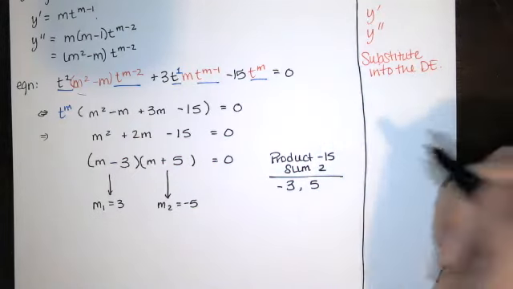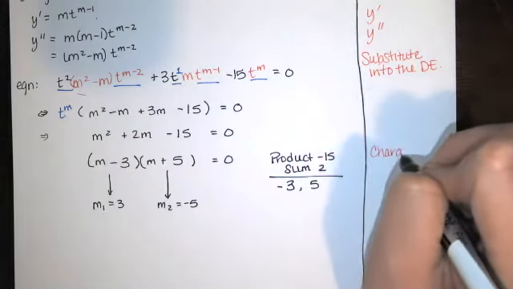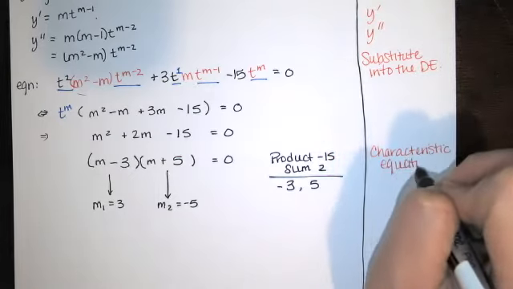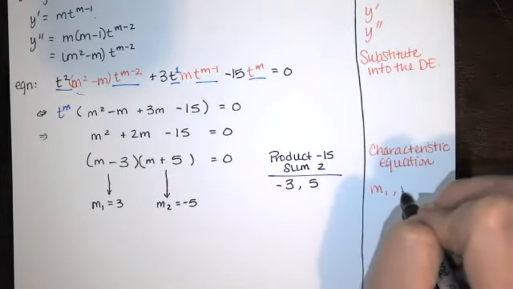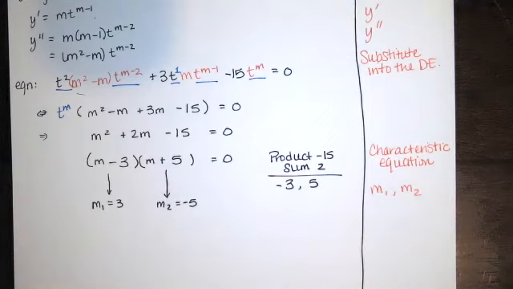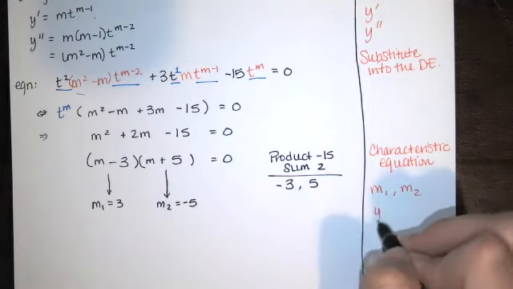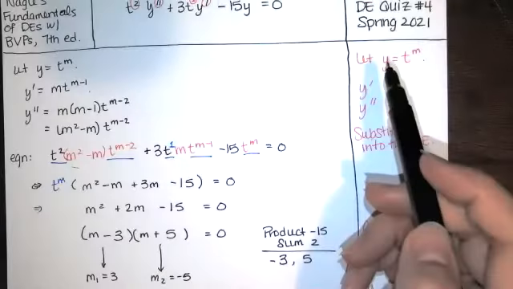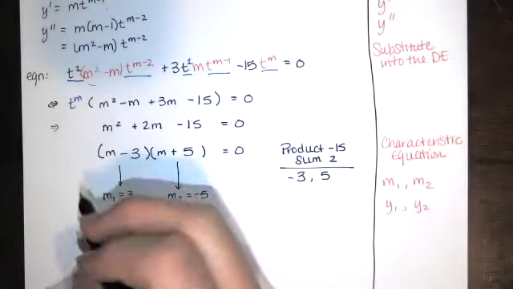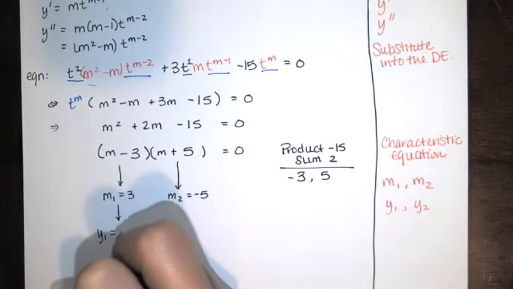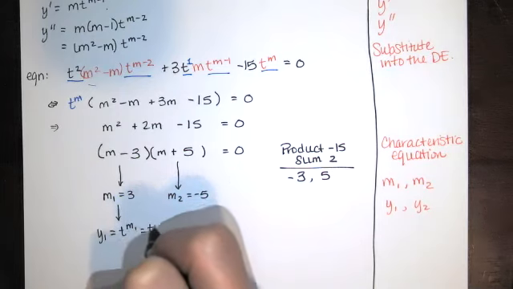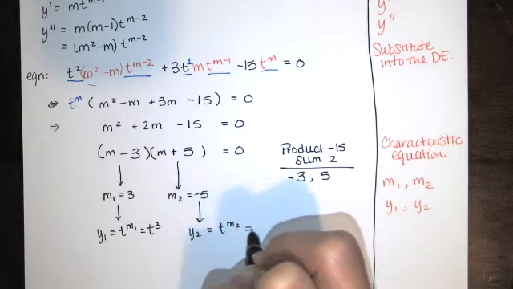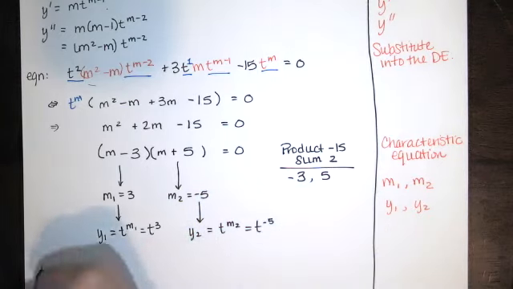So we substitute into the differential equation. We simplify. That gives us the characteristic equation. We want to factor that and solve for m. And then once we have m1 and m2, that's enough to give us y1 and y2. Now, a lot of students want to substitute into e to the mx here, but don't do that. It's Cauchy-Euler. The form of the solution is t to the m. So y1 is going to be t to the m1, or t cubed in this case. And y2 is going to be t to the m2, or t to the negative 5th in this case.